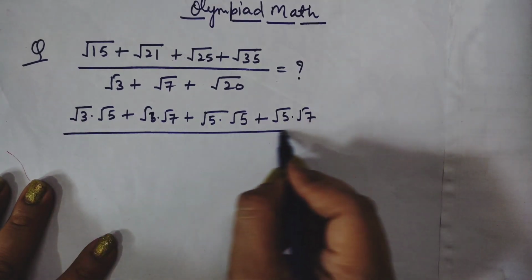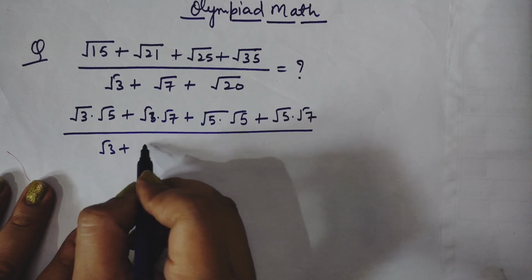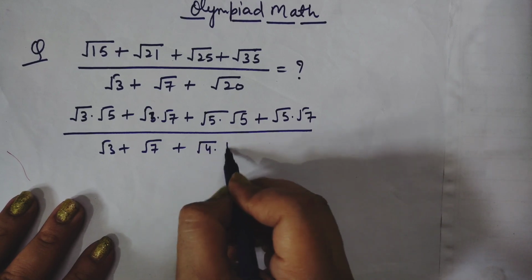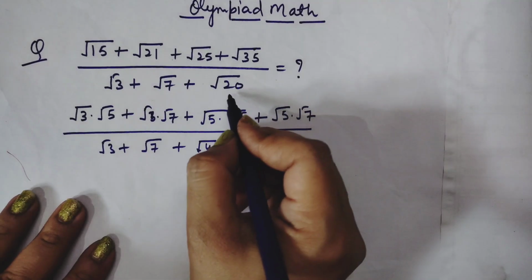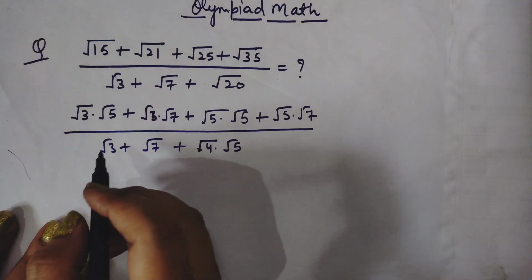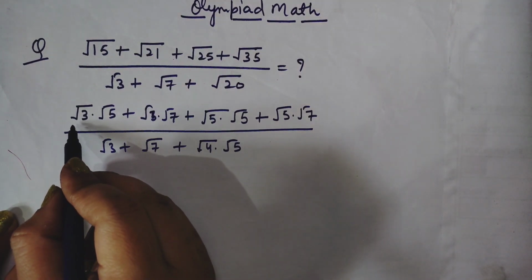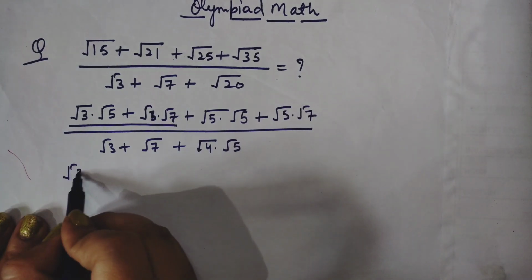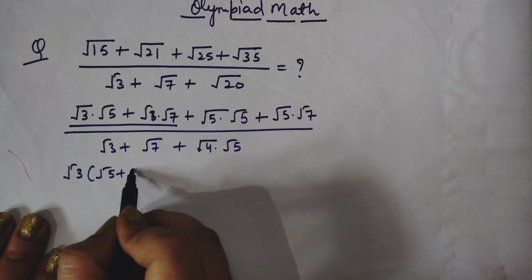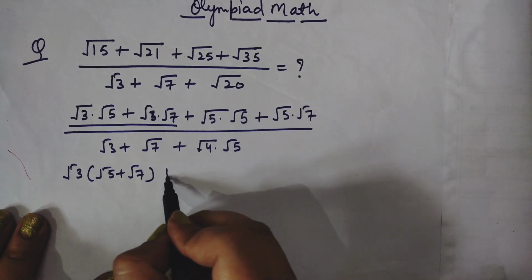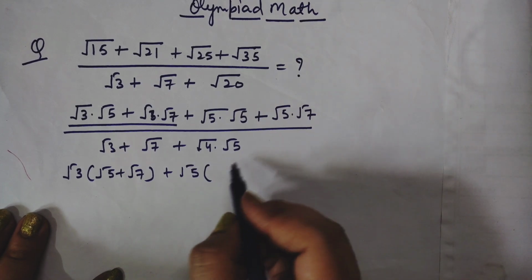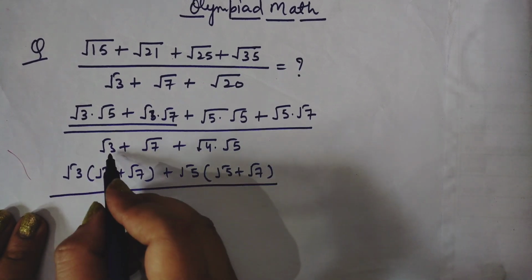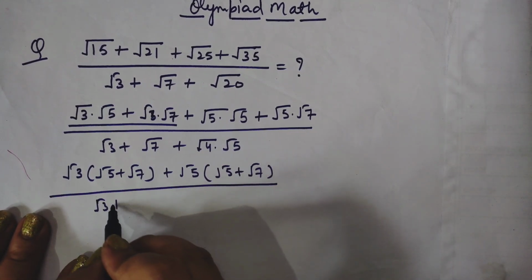After that, in the denominator, root 3 is as it is and root 7 is also as it is, and this root 20 we will split into root 4 into root 5. If you multiply it again you will get root 20. After that you can easily see what is common in these terms. Root 3 is the common number, so inside is root 5 plus root 7. Similarly here, root 5 is common, so inside is root 5 plus root 7. Root 3 plus root 7 is as it is.